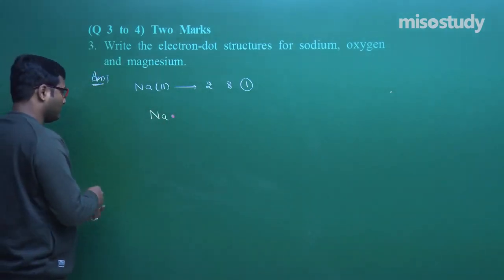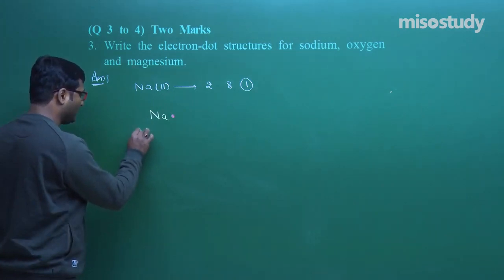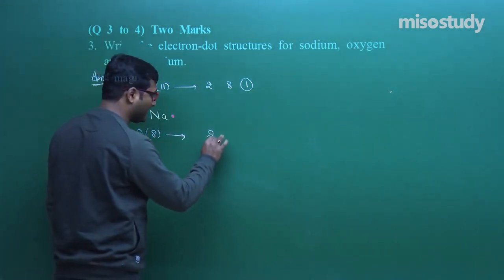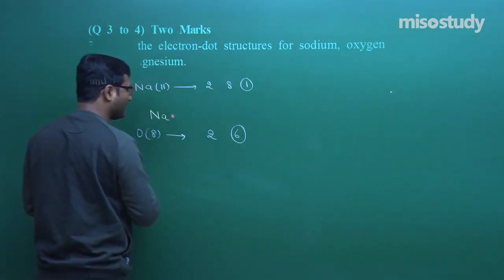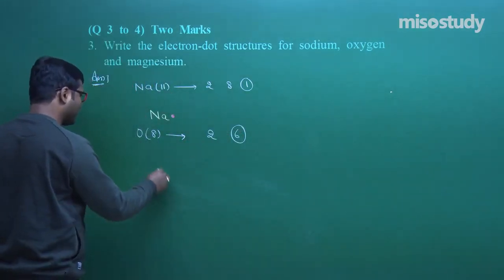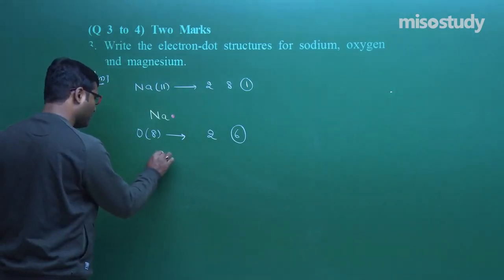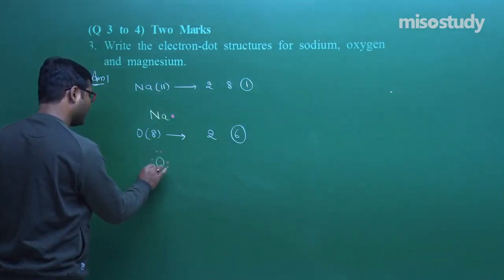And oxygen, as we know, oxygen has atomic number 8. Clear? Yes, it can be represented like this, 2 and 6. How many electrons are there in the outermost shell? That is 6 electrons. So put here O. Now 6 electrons, 2, 2, 4 and 2, 6.